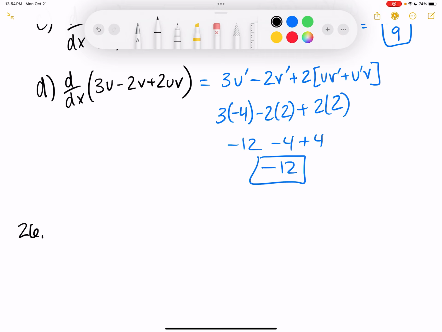26. Which of the following numbers is the slope of the line 3x minus 2y plus 12 equals 0?